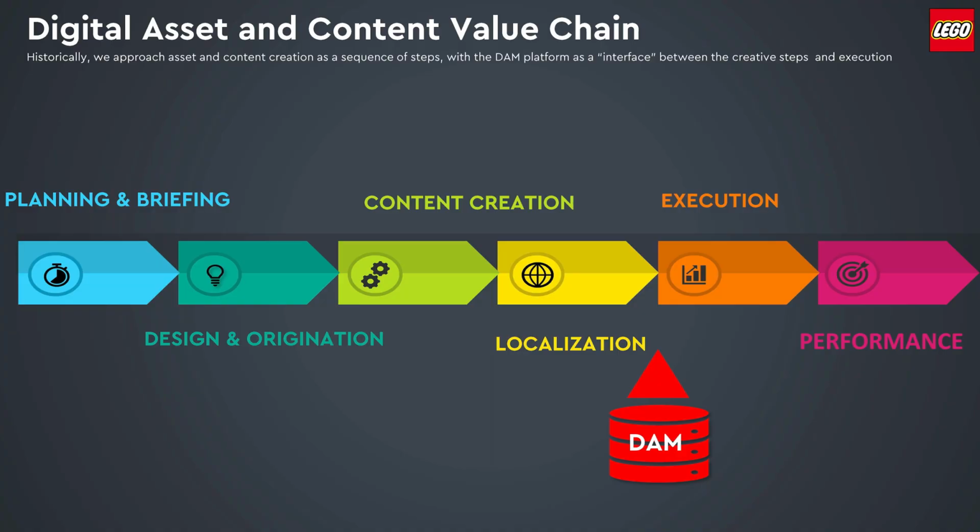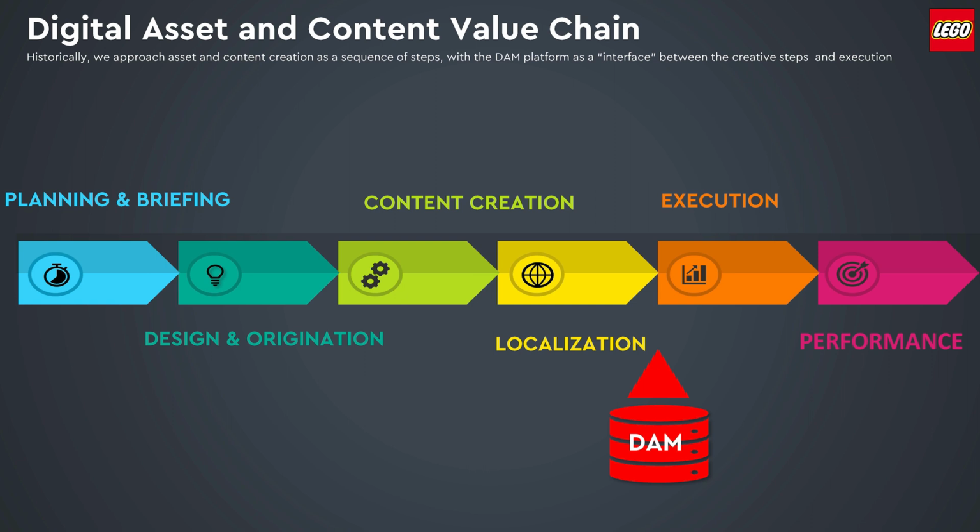The way we have approached the DAM platform in LEGO is probably very typical and classical. Taking a step back, we have an asset and content value chain, which you'll probably draw in many different ways. We talk about it as comprising 6 different steps: planning and briefing, design and originating our core master assets, content creation in the digital space, localizing for channels and markets. And that's typically where the DAM platform comes into play.